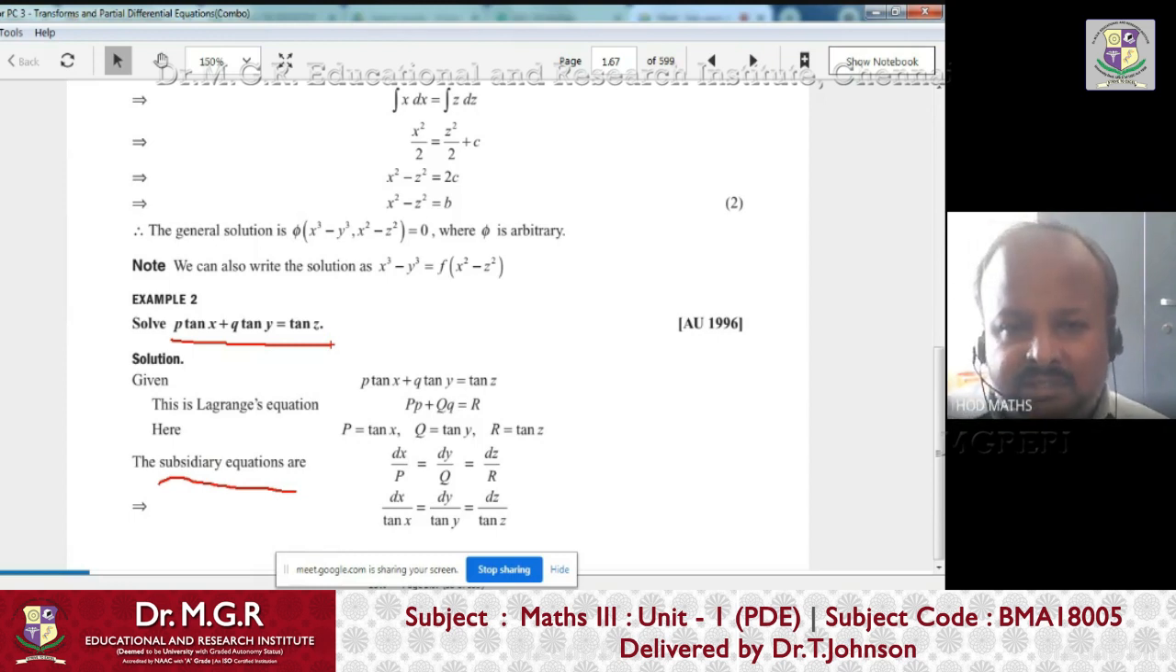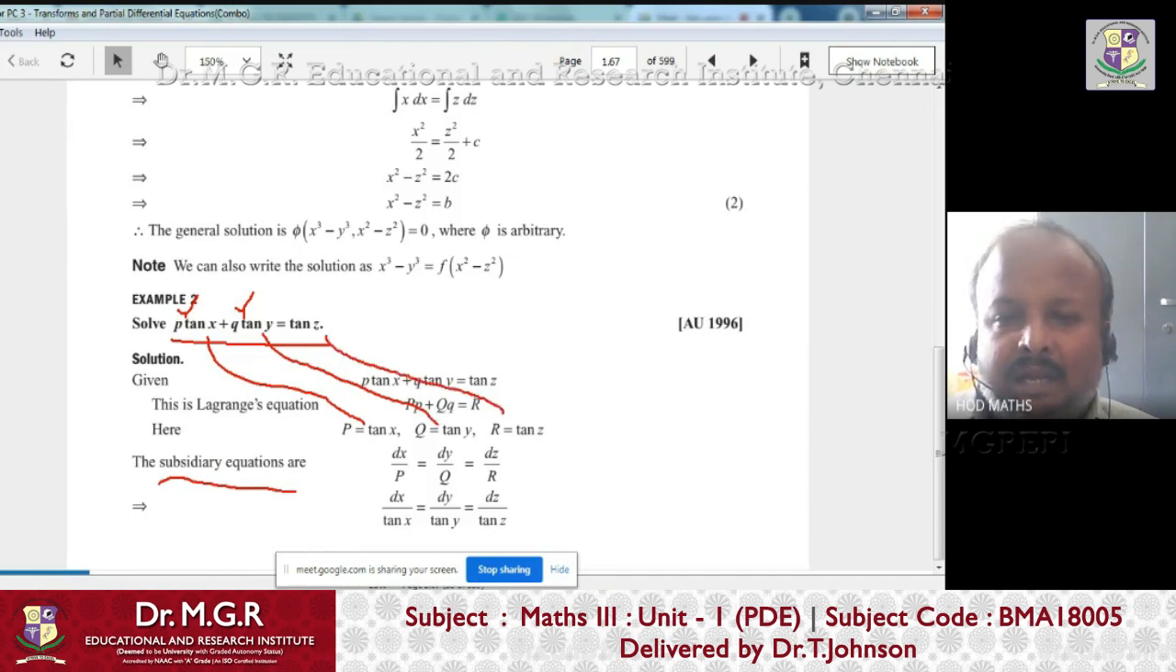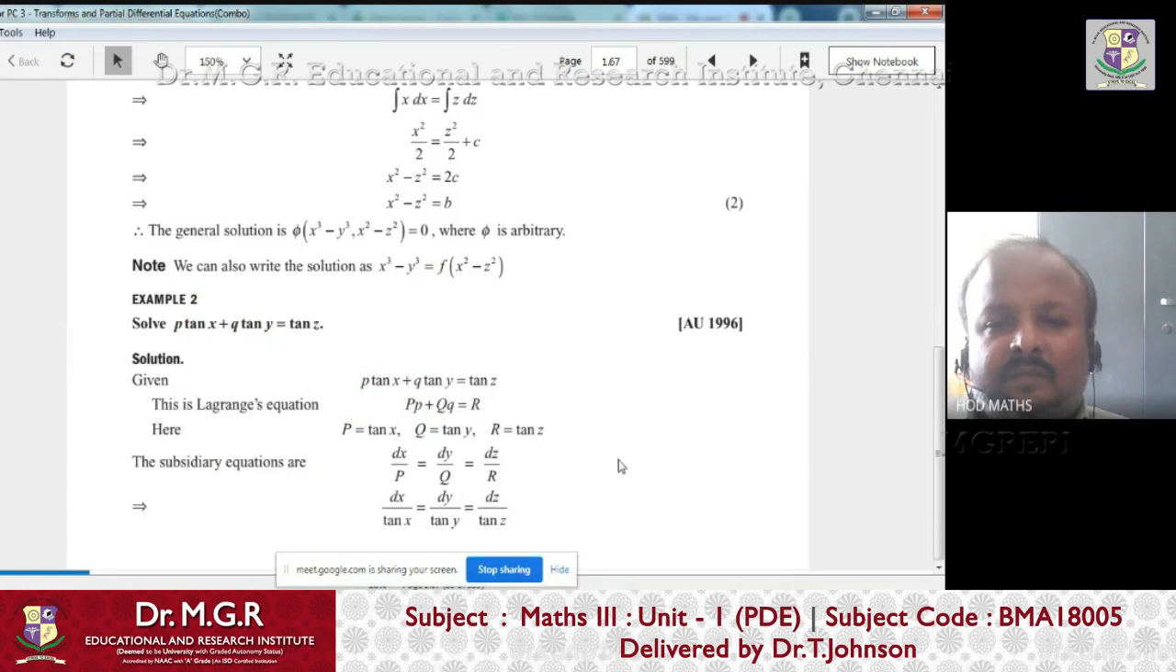So here also you can see p and q appear only one time, and they appear with power 1, right? So now we take this tan x as your capital P, this tan y as your capital Q, and tan z as capital R. Then we can write directly the substitute equation dx by tan x, dy by tan y, dz by tan z. Right, now you have to solve this.